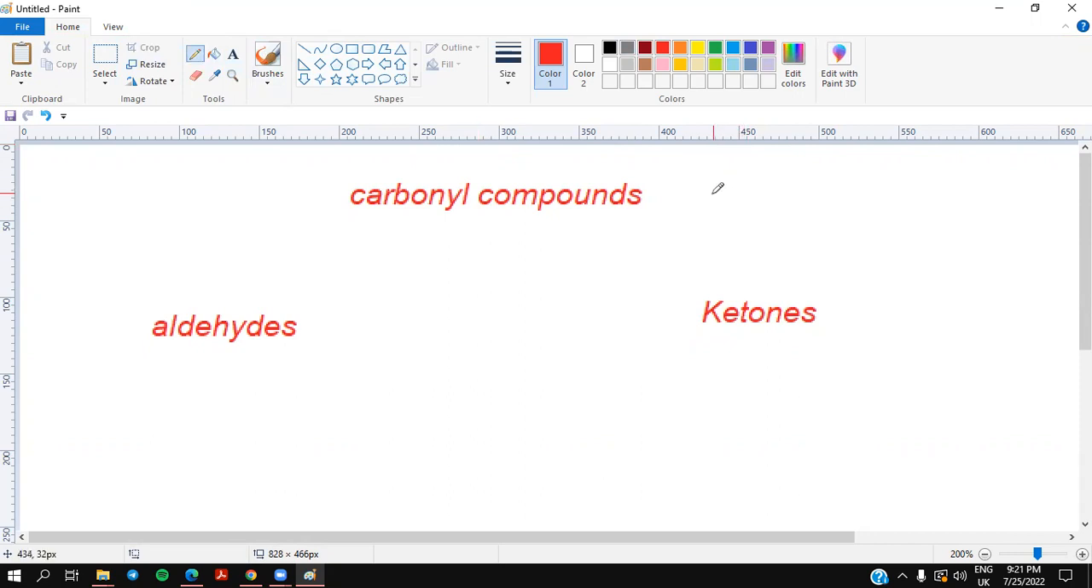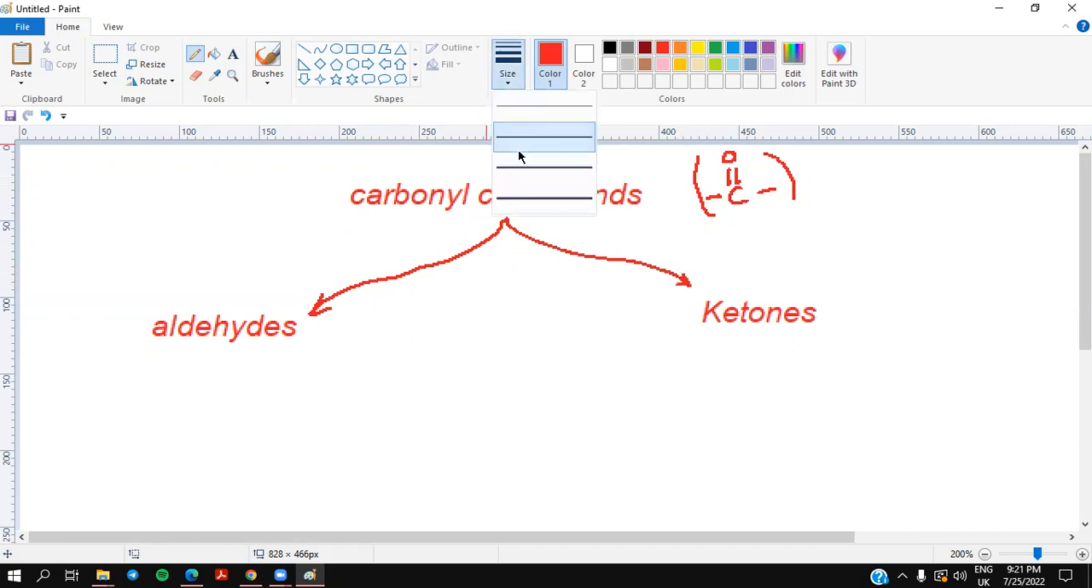Carbonyl compounds contain carbon double bond oxygen functional group. This is the carbonyl functional group. These carbonyl compounds divide into two categories, aldehydes and ketones. What are aldehydes? Aldehydes have the carbon double bond oxygen carbonyl functional group. Ketones also contain carbon double bond oxygen. They both have the carbonyl functional group.